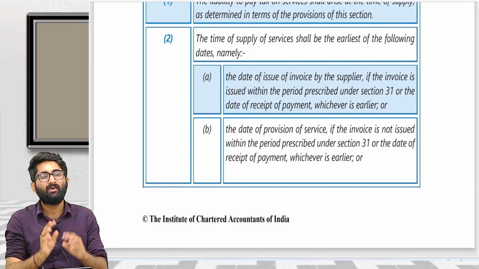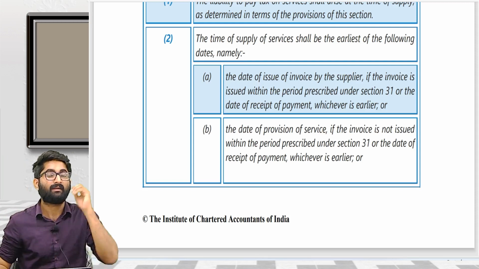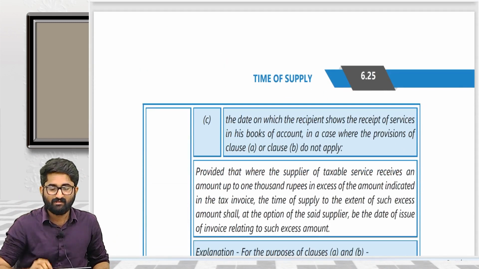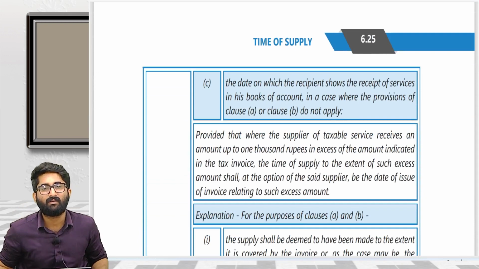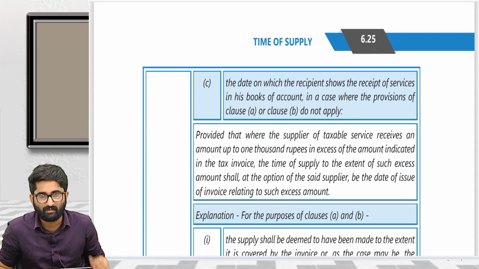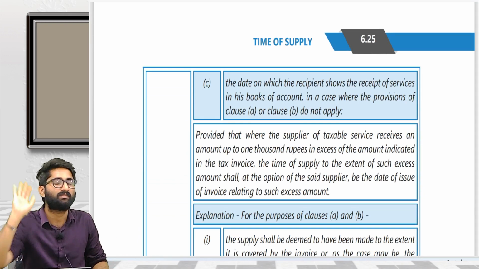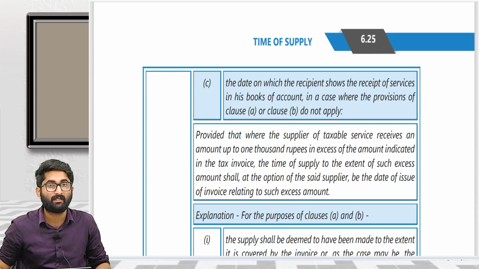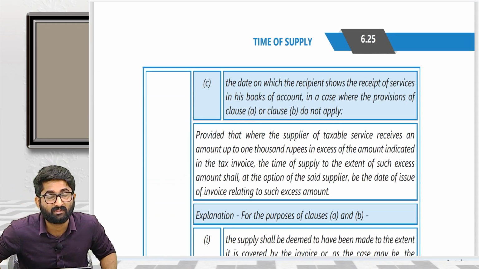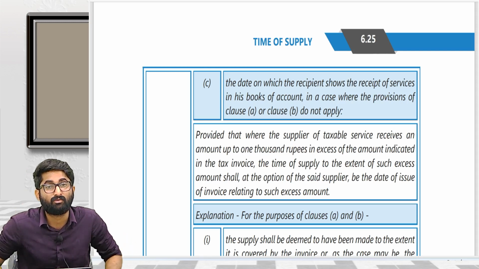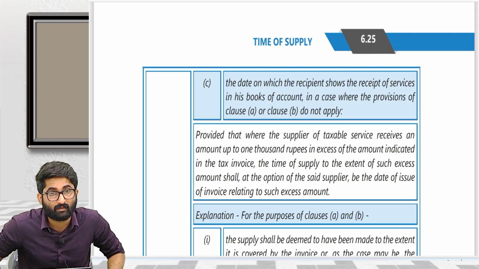Sir, if the invoice is not issued on time, then the date of provision of service or date of payment, whichever is earlier. Otherwise, if it is not possible as per A and B, then the date on which the recipient shows the receipt of services in his books of account. This is there in section number 13 subsection 2, forward charge mechanism.